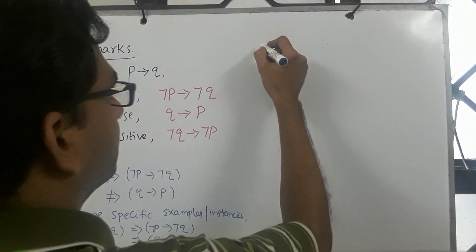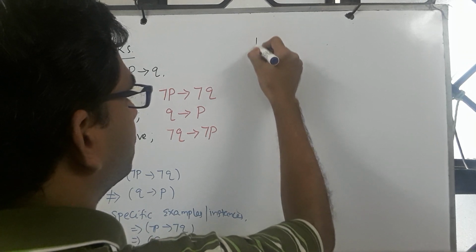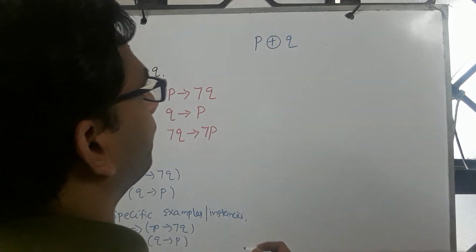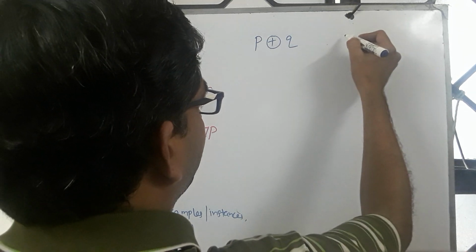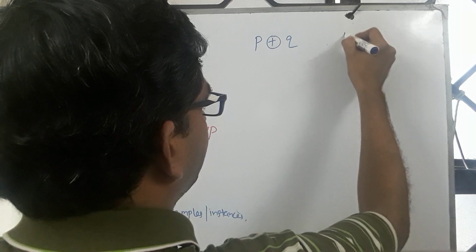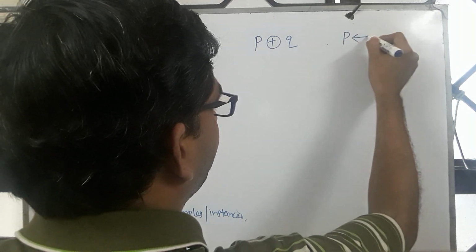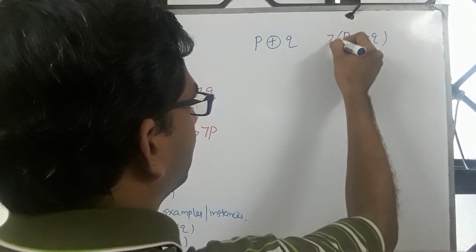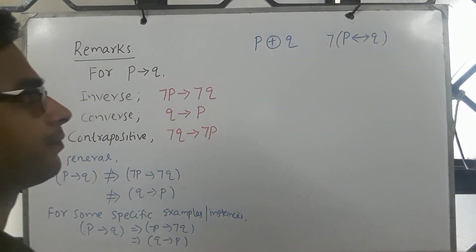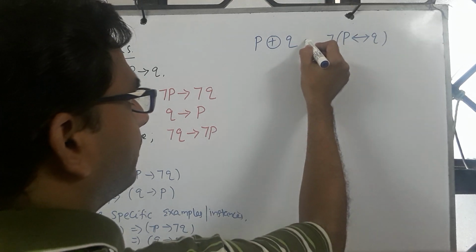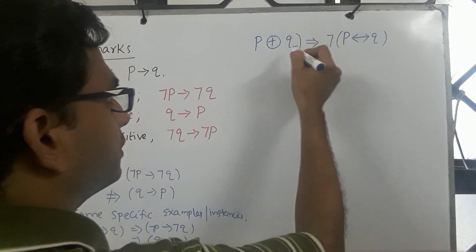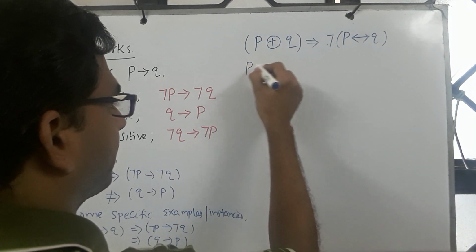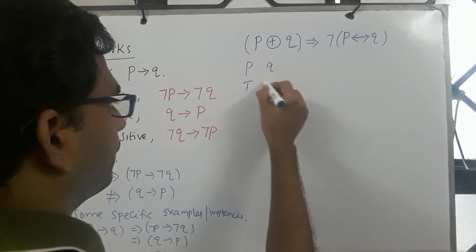Look at this expression. So P XOR Q, and on the other side I say P biconditional Q. Let me take the negation for this. So I am saying this one is true. Let's verify. So we have P and Q.